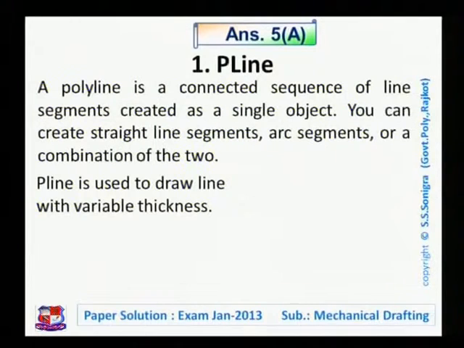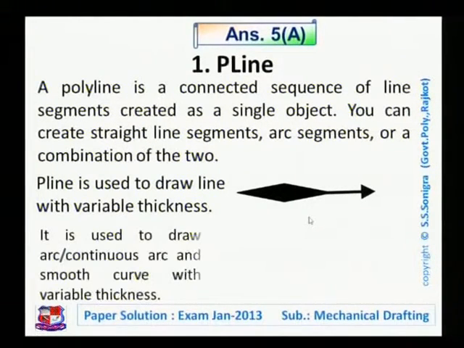It is used to draw a line with variable thickness. We can vary its thickness. This is the example of P-line. You can see here the line starts with one point. At the middle its thickness increases. At the end again thickness reduces. Then uniform thickness. Then again thickness increases. And again a point over here. So this is simply a line which is drawn with the help of the P-line command.